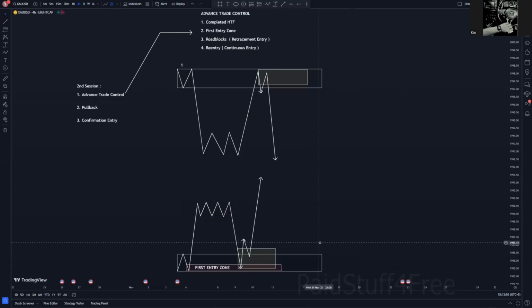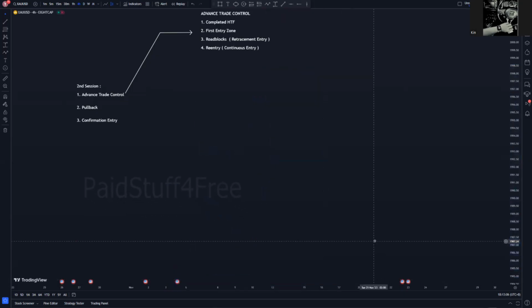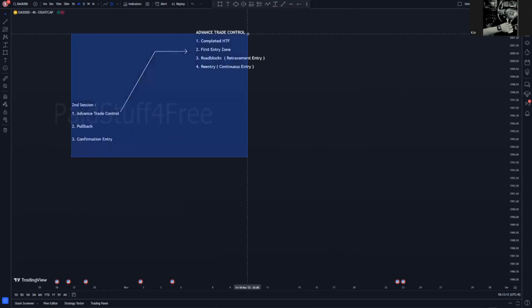All right. So if there is no question, I'm going to jump into our third and fourth topics, which are the roadblocks and the re-entry. So this one will be quite interesting. Okay, quite interesting.